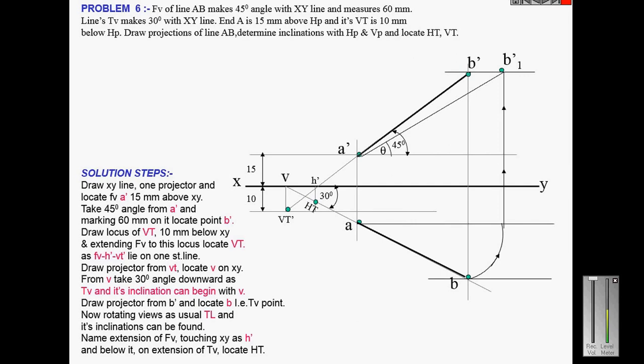plane HP. Then once you get the true length, and just in compass take the true length and the center A and cut the below locus line, you will get point B1. So this is actually true length, and this angle is called phi. This is true inclination with VP.